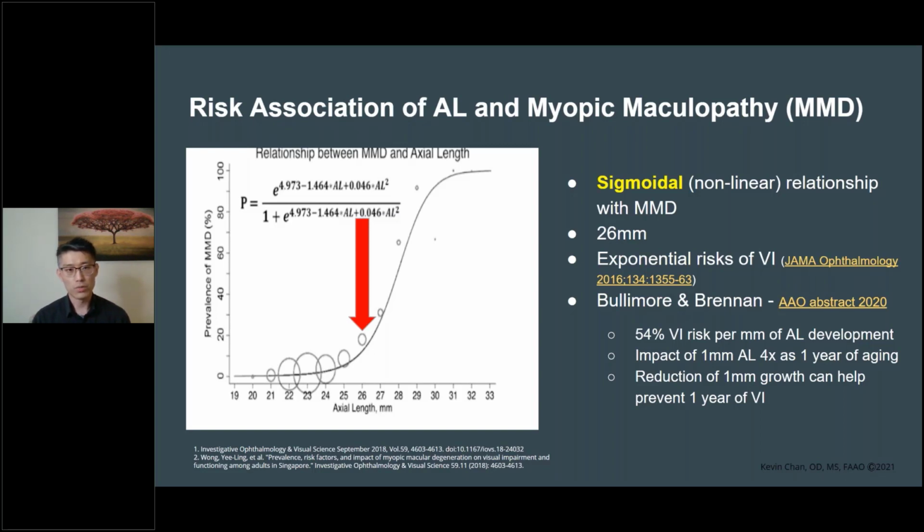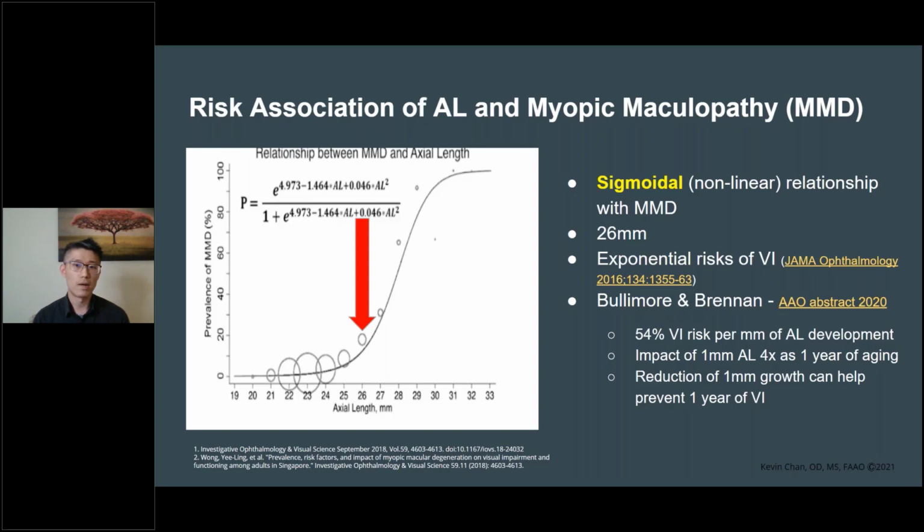There has been a strong association between axial length and the onset of myopic maculopathy. And what we're seeing here in the graph suggests a nonlinear or sigmoidal relationship between axial length and the development of myopic maculopathy. The takeaway here is that when we look at the arrow shown in red, the inflection point for change is the level of 26 millimeters. What it means is that at 26 millimeters, the rate of increasing risk of myopic maculopathy will be significantly higher in an exponential fashion.